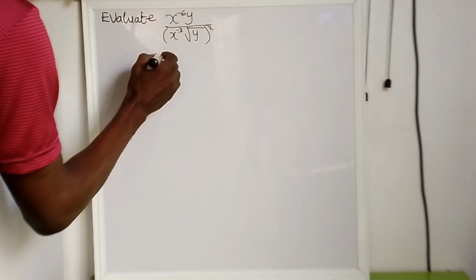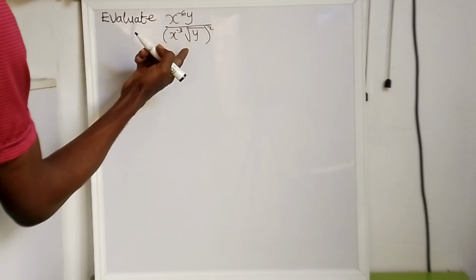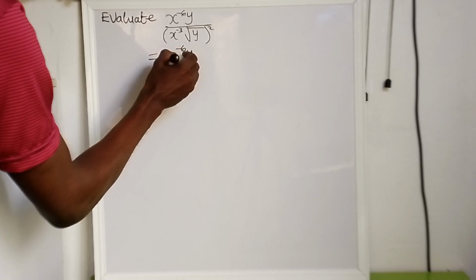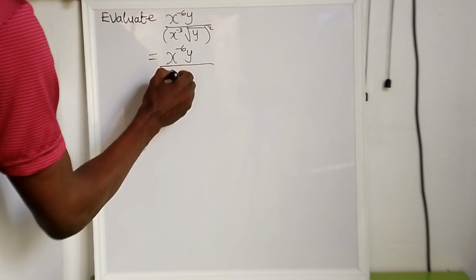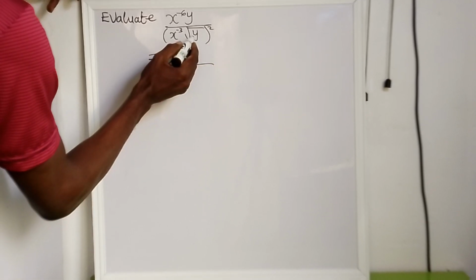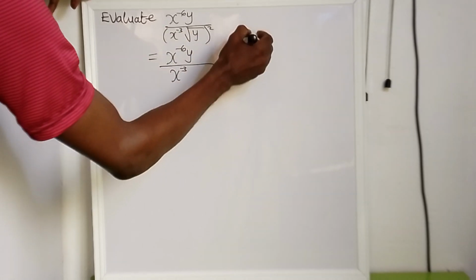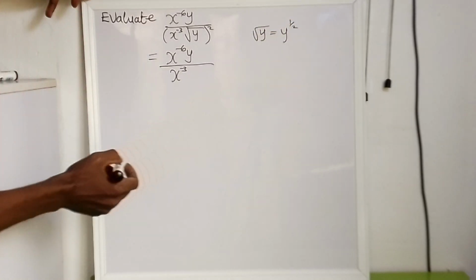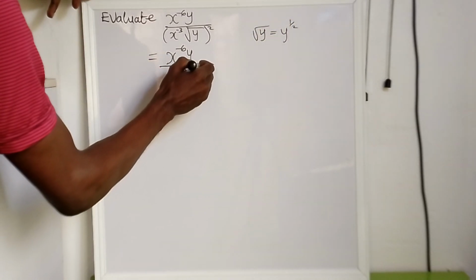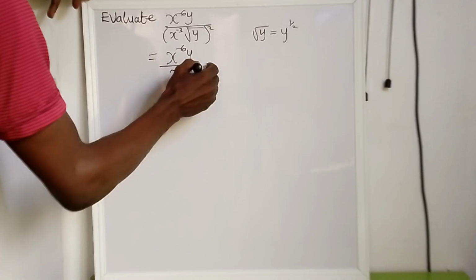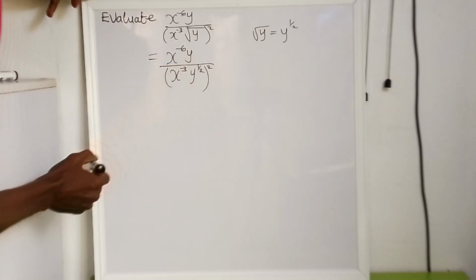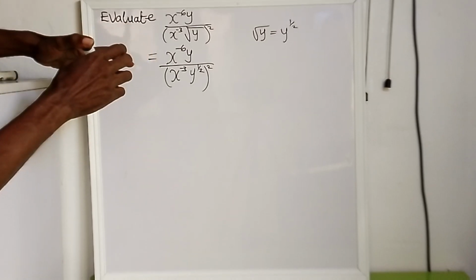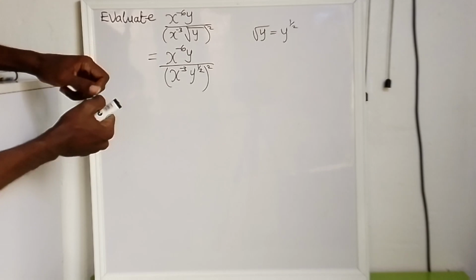Let's work on this. Let's open a few things, so that we understand what we are doing. So we have x raised to the power minus 6, y all over x raised to the power minus 3. Then the square root of y can also be expressed as y raised to the power 1 over 2. So we now have here y raised to the power 1 over 2 all raised to the power 2. So the first thing we can do here is to work on this bracket.